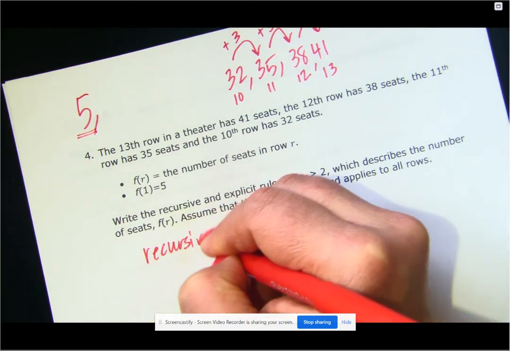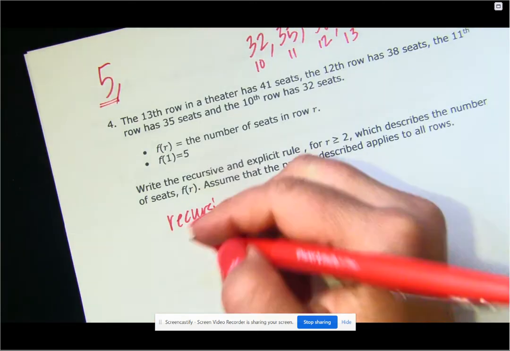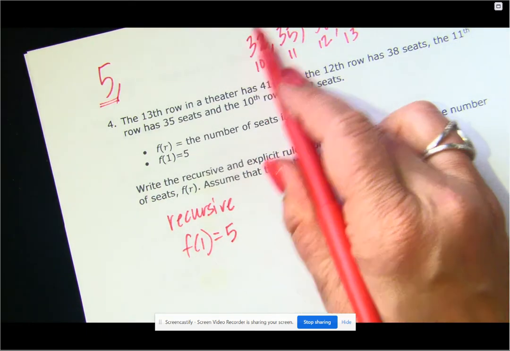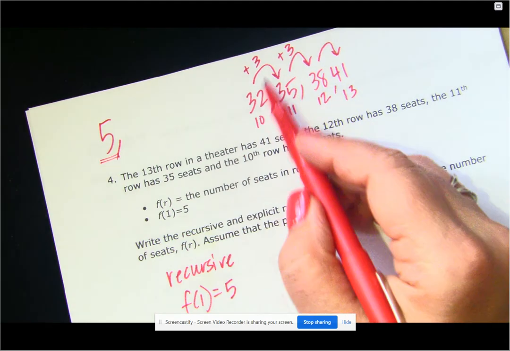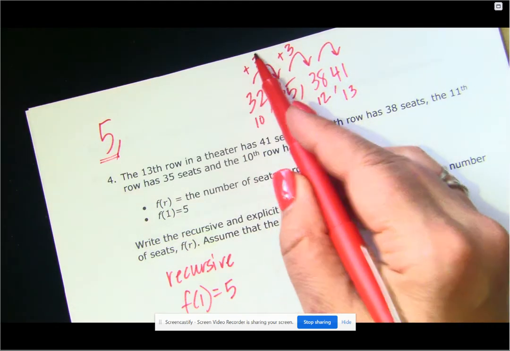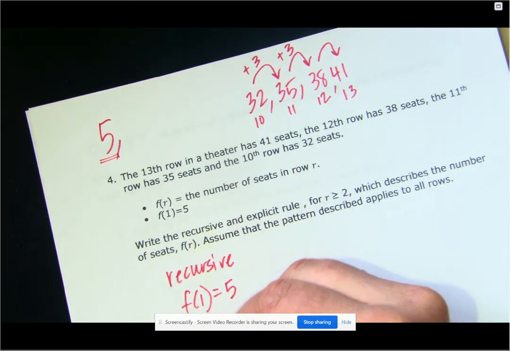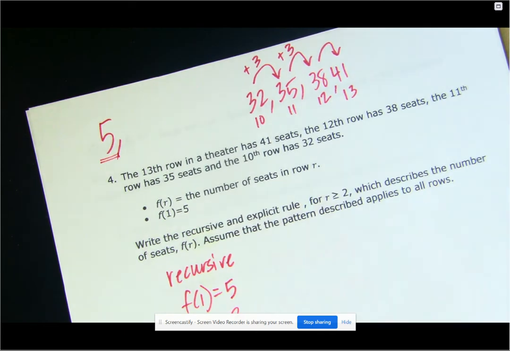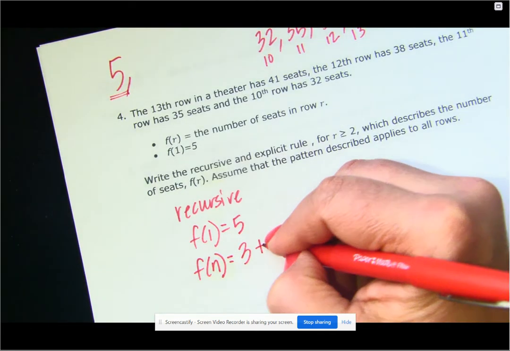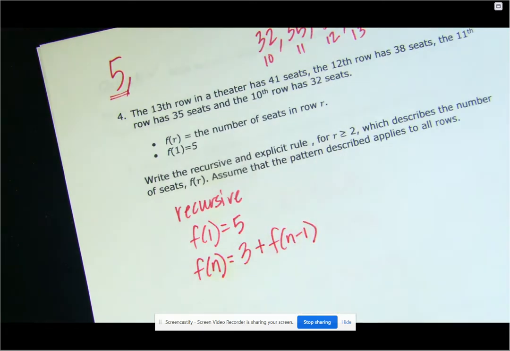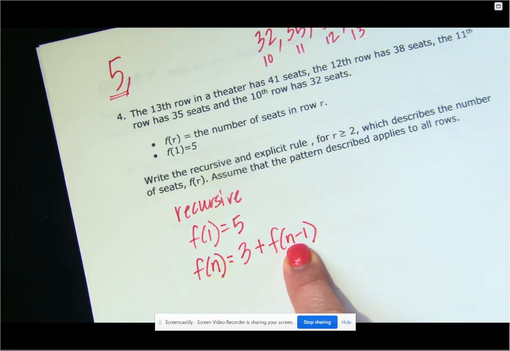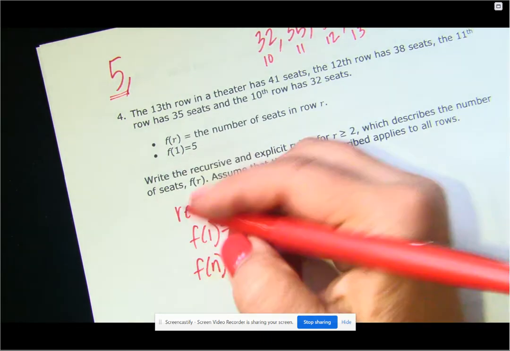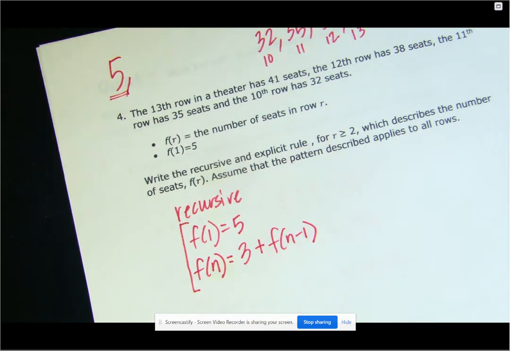So my recursive rule always has 2 parts. I give the first term. And then what do I do as I hop along here? As I move from row to row, I add 3 more. So you say to get the next term, you add 3. I'm going to put it in front this time. 3 plus the row before. All that means is the one before. Add 3 to the one before. Add 3 to the one before. And those together tell you what to do.